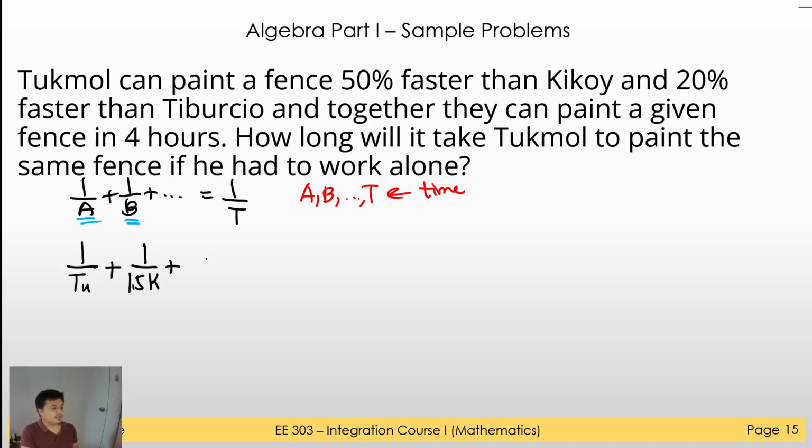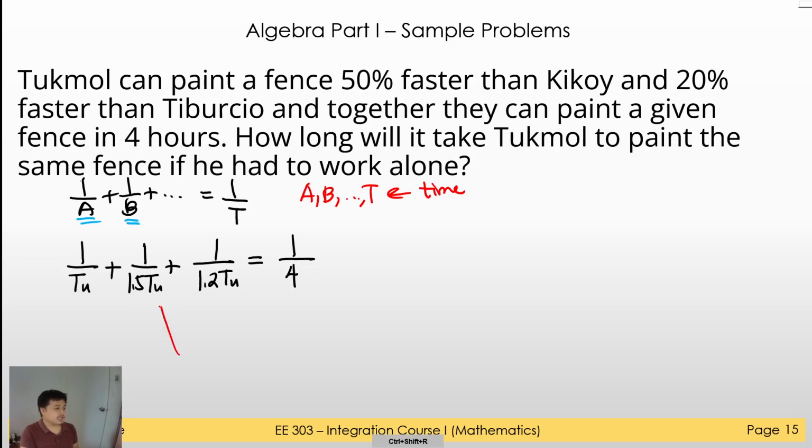And then for Tiburcio, we have 20%. So Tukmol can paint 20% faster than Tiburcio. Therefore, we can say that it will take 1.2 times the time for Tiburcio to finish. Sorry, this should be Tukmol. So this will be 1.2 times the time it will take for Tukmol to finish, equals 1 over the total time. It says that they can finish it together in 4 hours, so this will be your total time.